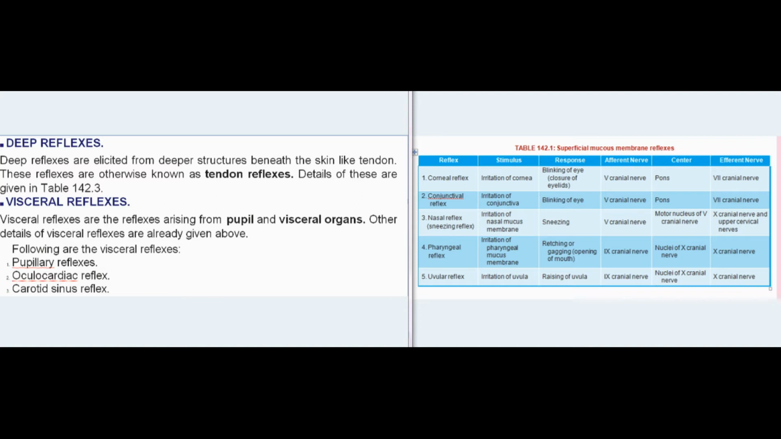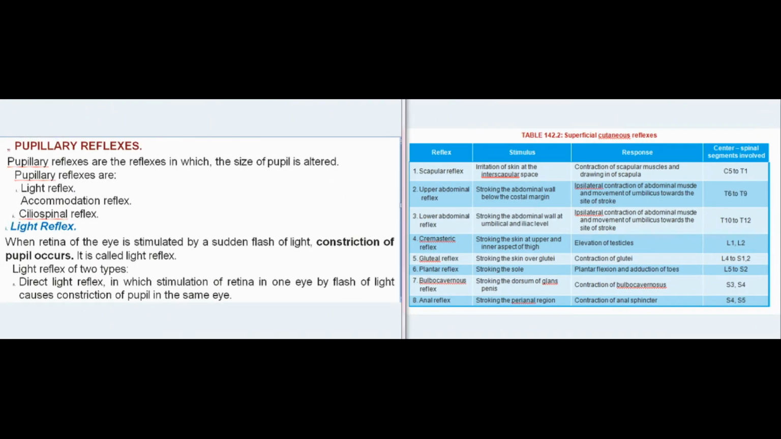Visceral reflexes. Visceral reflexes are the reflexes arising from pupil and visceral organs. Other details of visceral reflexes are already given above. Following are the visceral reflexes: pupillary reflexes, oculocardiac reflex, carotid sinus reflex. Pupillary reflexes. Pupillary reflexes are the reflexes in which the size of pupil is altered. Pupillary reflexes are light reflex, accommodation reflex, ciliospinal reflex.